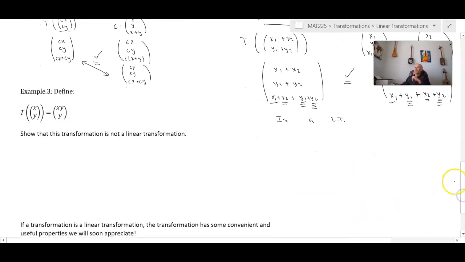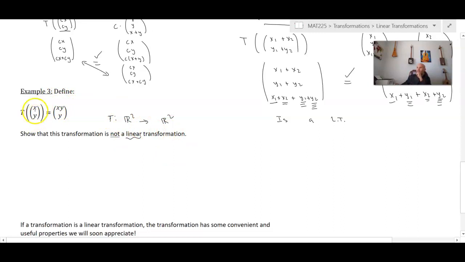We'll wrap up with one example that is not a linear transformation, because it might seem that we just go through these same steps over and over again and we always get the same answer. Yes, it's a linear transformation. Not always. Notice the difference here. This function takes a two-dimensional vector and produces another two-dimensional vector. So it is a transformation, but it's just not a linear transformation.